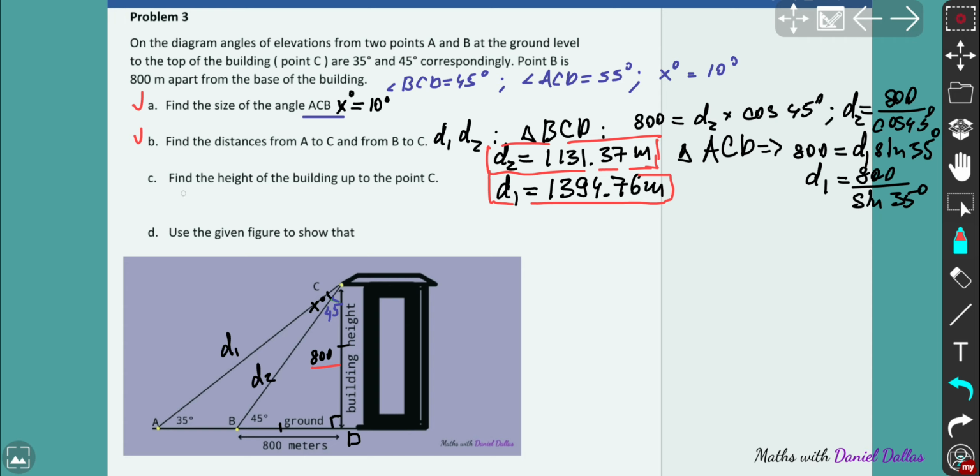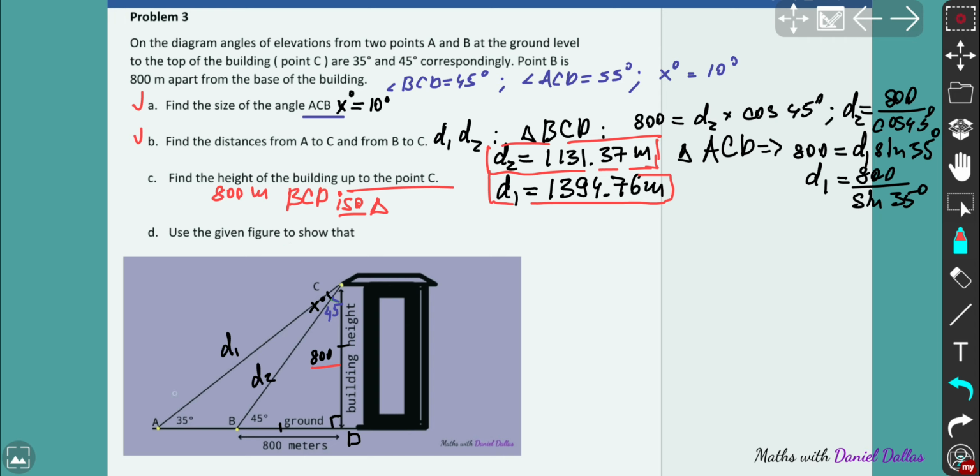All right, find the height of the building up to the point C. So we've already found it. It's 800 meters due to isosceles triangle BCD. So we can say that BCD is an isosceles triangle. All right, so next one, use the given figure to show that.